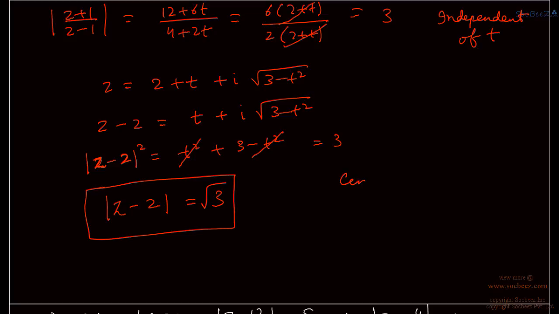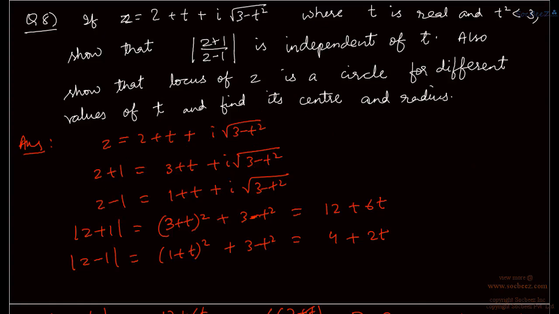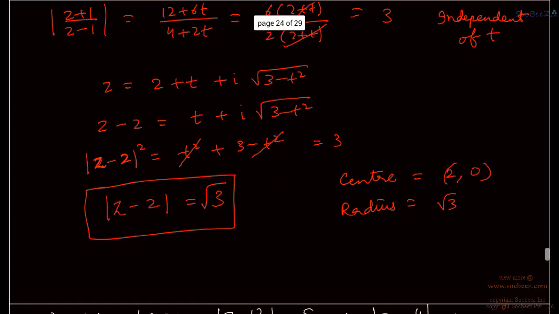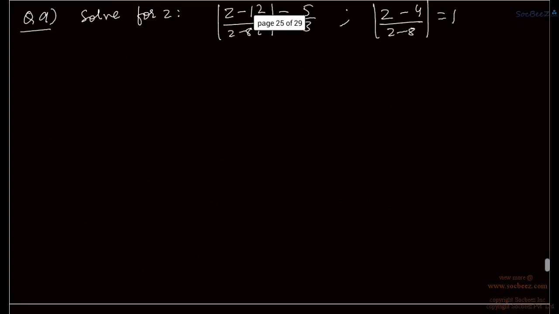Now what this means is, the center, now again from the previous question we know that this is the equation of a circle, right? And the center is 2, that means the imaginary part is 0, so it should be (2, 0), and the radius is root 3, right? So we're supposed to prove that the locus is a circle, and to find its center and radius. The center is (2, 0), radius is root 3, right?